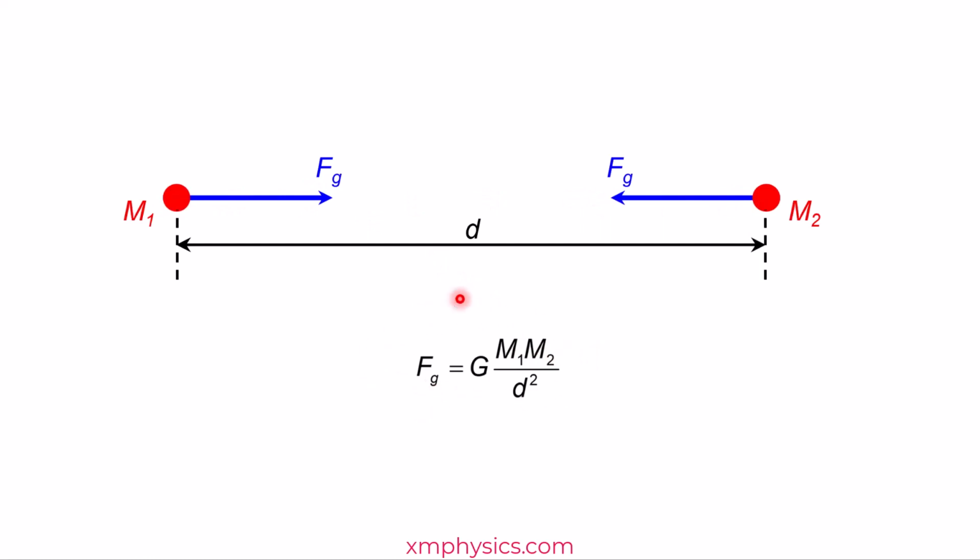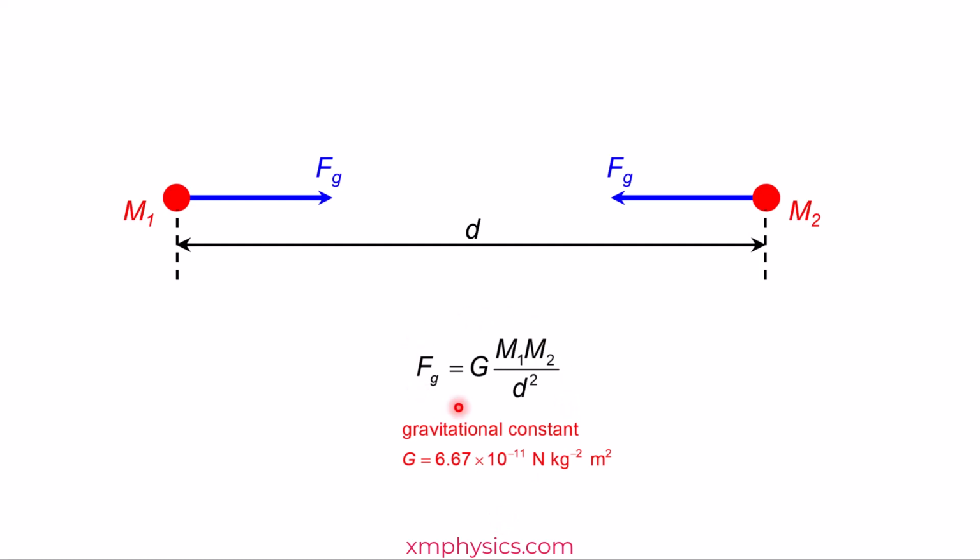What it says is, if you have two point masses separated by a distance d, then the force of attraction between them is proportional to the product of the masses, but inversely proportional to the square of the distance between them. This is the constant of proportionality. It's called the gravitational constant, and it has this value here.